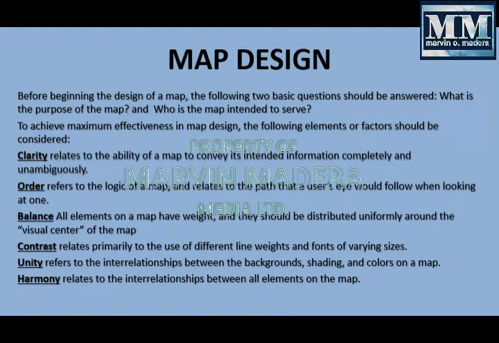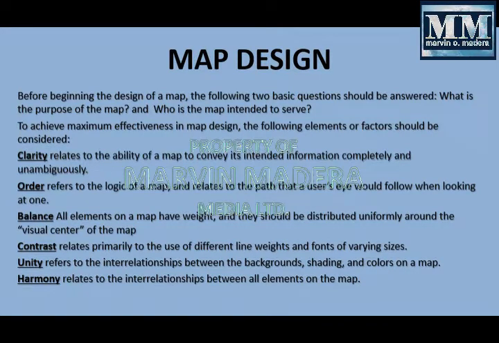It relates to the ability of the map to convey its intended information completely and unambiguously, meaning the map should be clear in the way it represents information to the one who will use it. The second characteristic is order. It refers to the logic of the map and relates to the path that the user's eye would follow when looking at it. It is how orderly the map is, the arrangement of the map.